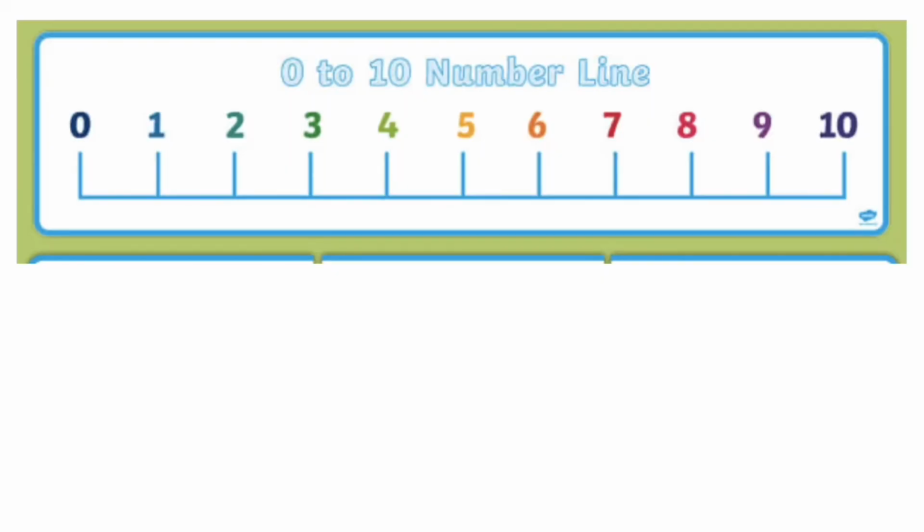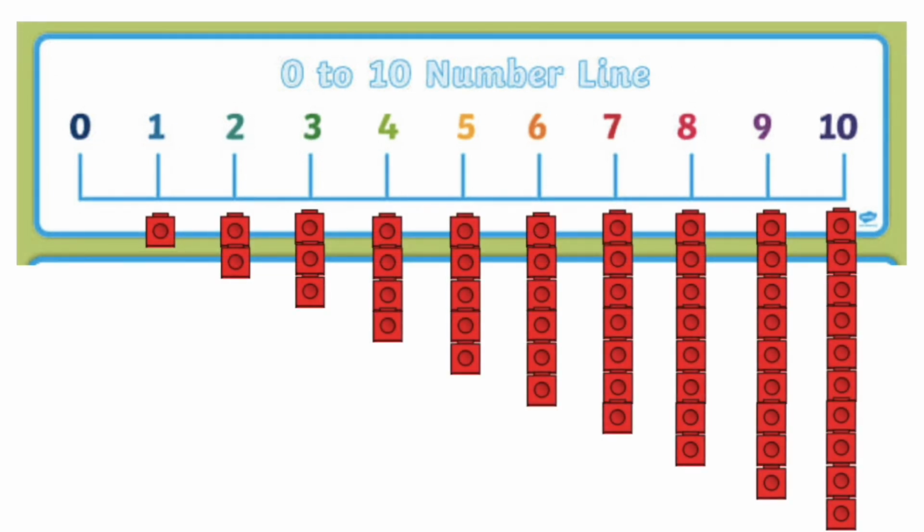To help them with a visualization of what is happening, have them build a number of blocks to match each number on your number line. Ask them what they notice is happening to the amounts as they move up the line. This should help them conceptualize the idea that numbers go up or down by 1 as you count up or count back.